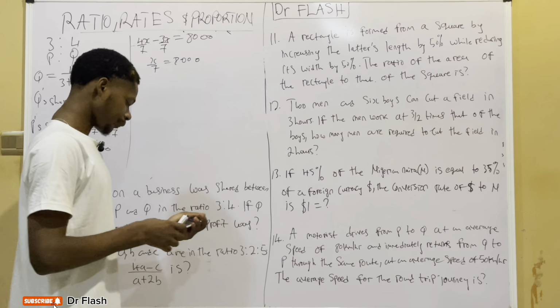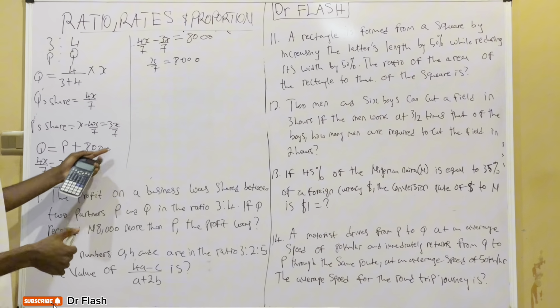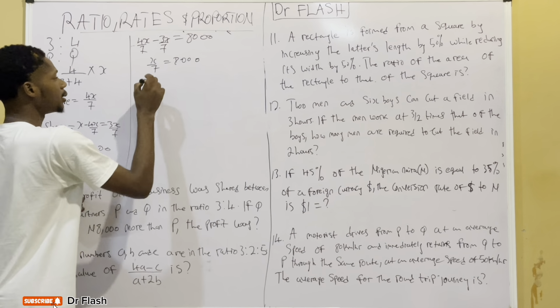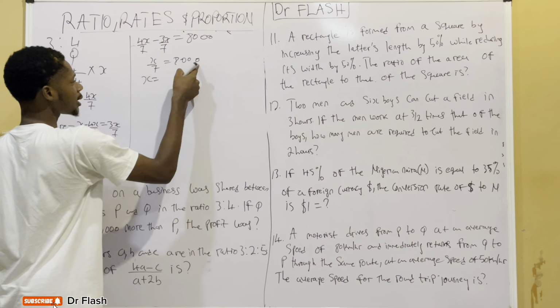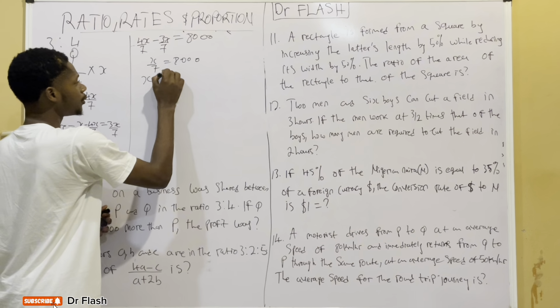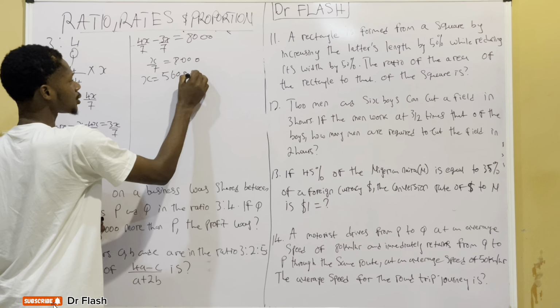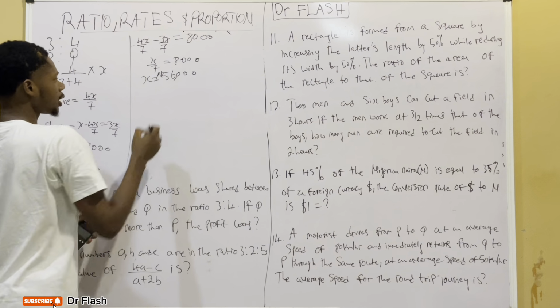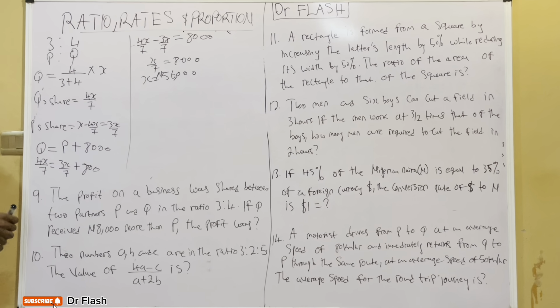Cross multiplying, x will be equal to 8,000 times 7, which gives you 56,000 naira. So what was being shared between the business owners P and Q was a sum of 56,000 naira. Okay, that's it.